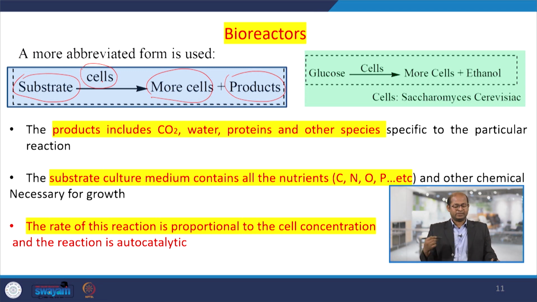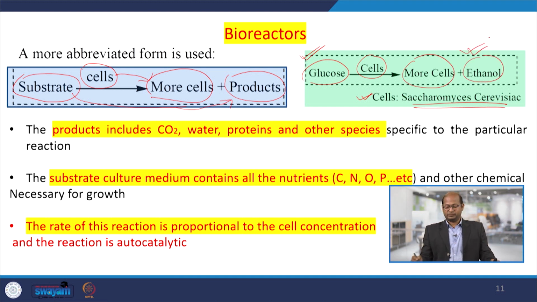So, actually the cells convert into more cells by consuming substrate, and at the same time product formation takes place. Here one example is given: glucose is the substrate and Saccharomyces cerevisiae is taken as the cells, which form more cells and ethanol, that is the product formation. So, in this particular reaction, we have used these cells for the conversion of glucose into ethanol.